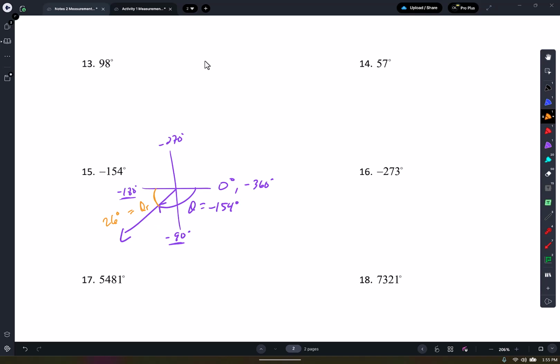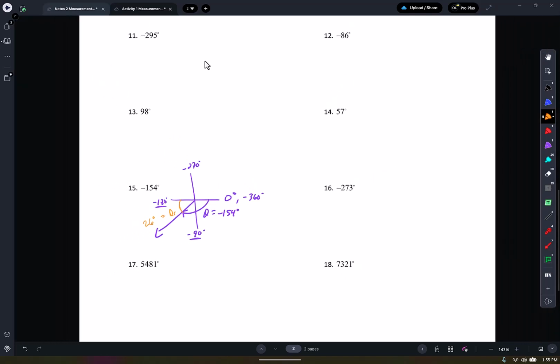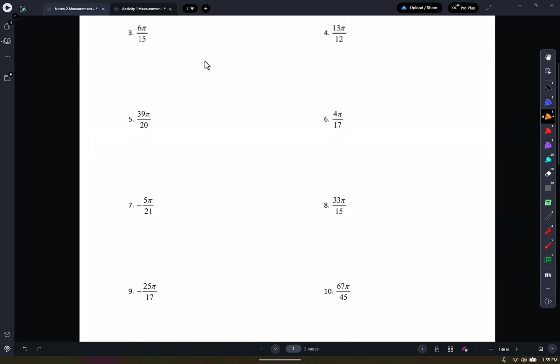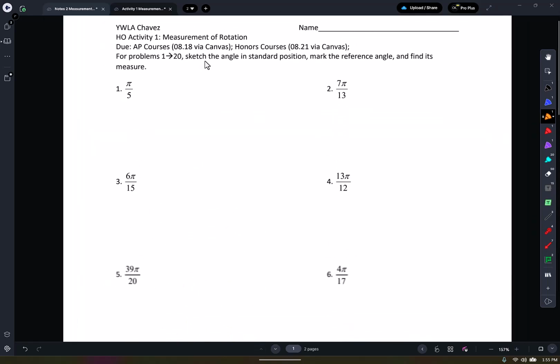Do you see how we did it? Okay. I don't think you guys will have any issues with degrees. It's the radian one that gives you issues. So you can choose two. So let's start with the first one. Which one do you guys want me to work on? It does not matter to me which one.